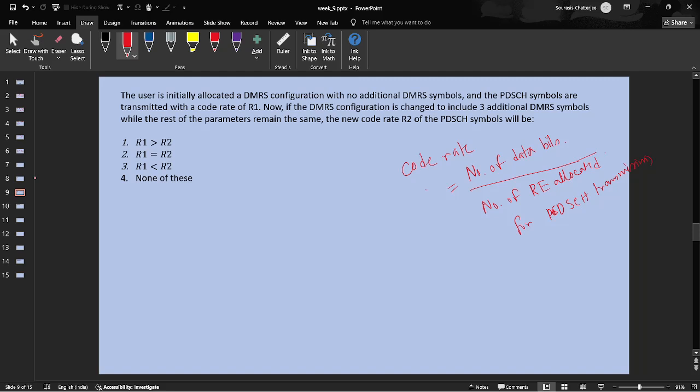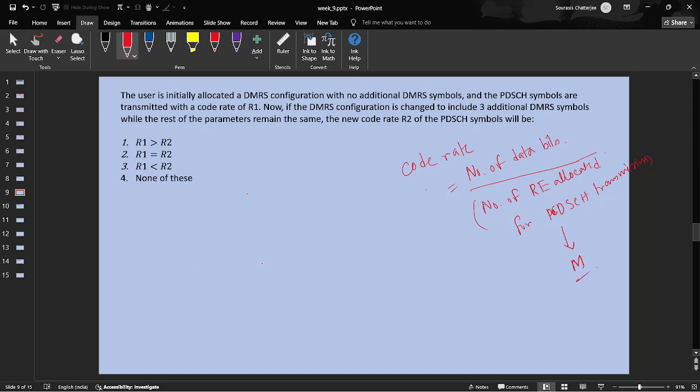So you can see it as the number of resource elements allocated for PDSCH transmission. Here it's mentioned that only your DMRS configuration changes, but no other parameter has changed. So based on this expression, what can we infer here? I think this is confusing, because when there are no additional DMRS, the denominator is higher. Okay, let's talk about the numerator. I'm confused here. So this number, let's call it m.